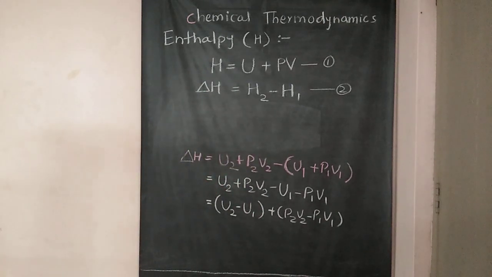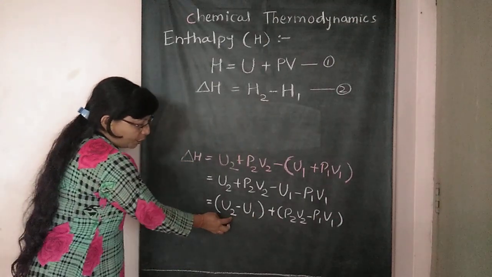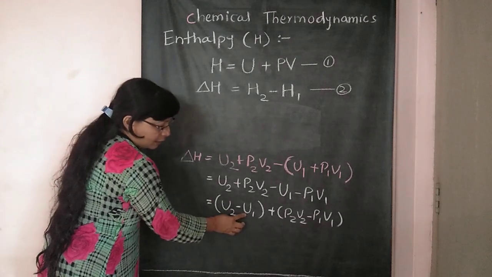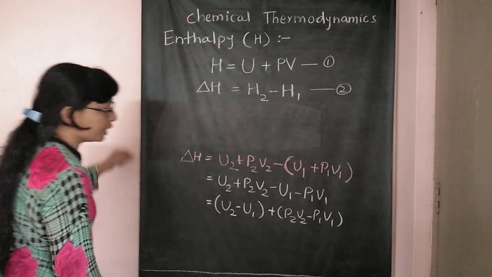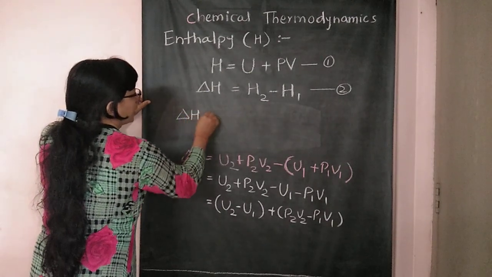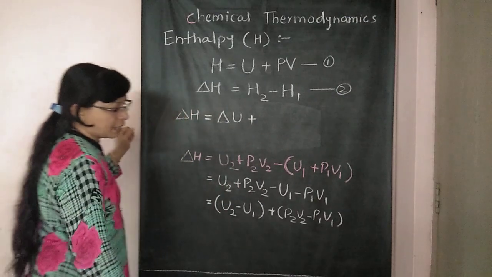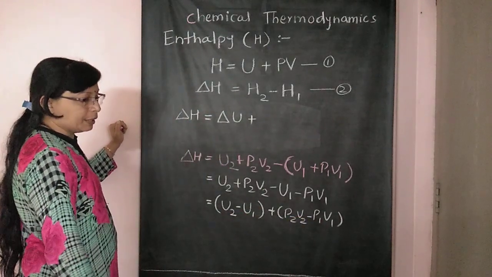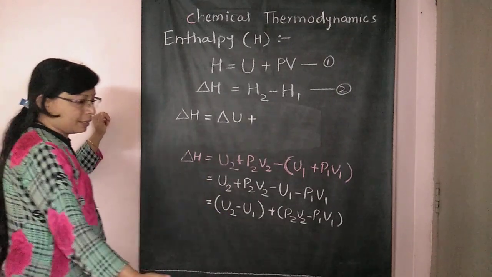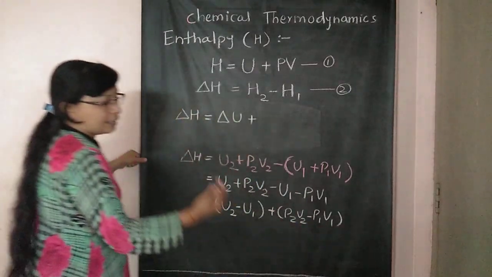In the next step we took this in the second bracket. Now U2 minus U1: U2 is the internal energy of the final state and U1 is the internal energy of the initial state, so their difference is delta U. Therefore we can write delta H is equal to delta U plus P2 V2 minus P1 V1. Here P2 minus P1 would be delta P and V2 minus V1 would be delta V.